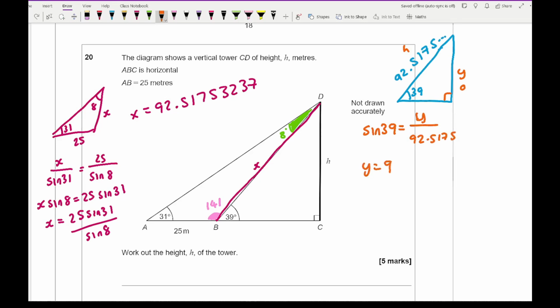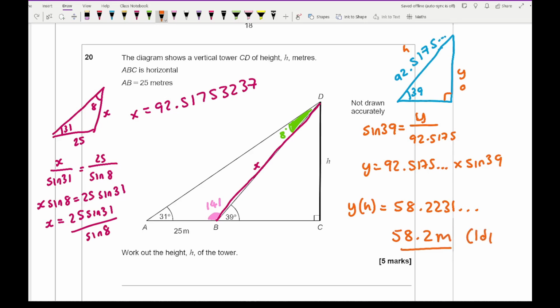So y equals 92.5175 multiplied by sine 39. If I multiply that by sine 39, I get an answer of y or h equals 58.2231 and so on. So I'm going to round that to 58.2, and that's in meters, to 1 decimal place.